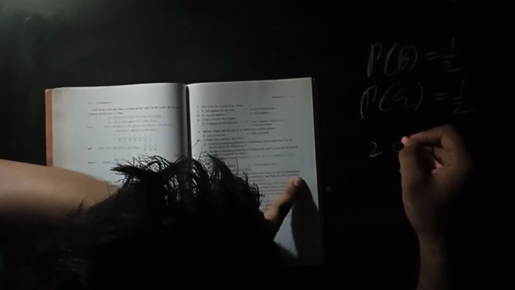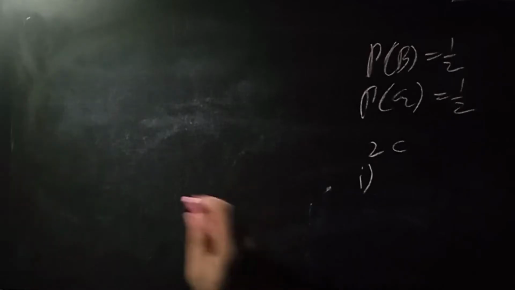Okay, so let's take any random one, I think 12. Assume each child born is equally likely to be a girl or a boy. So P of boy is half, P of girl is half. If the family has two children, what is the conditional probability that both are girls given the youngest is a girl?